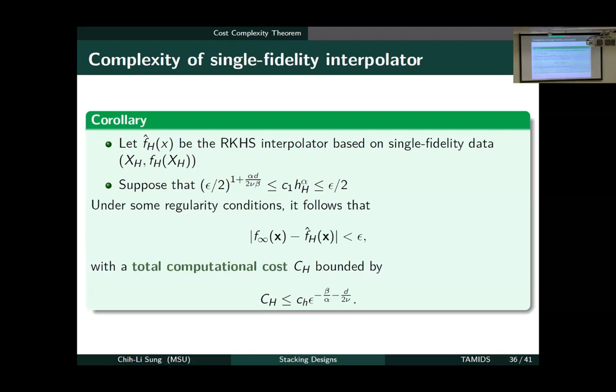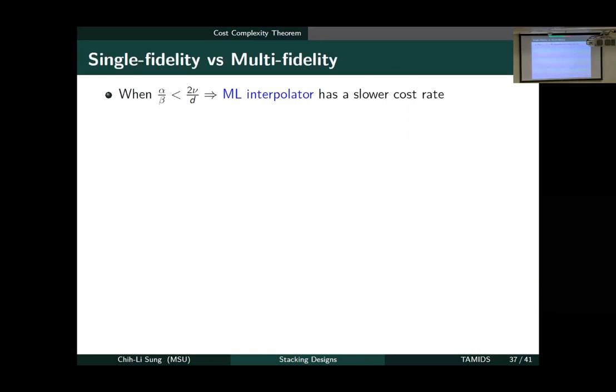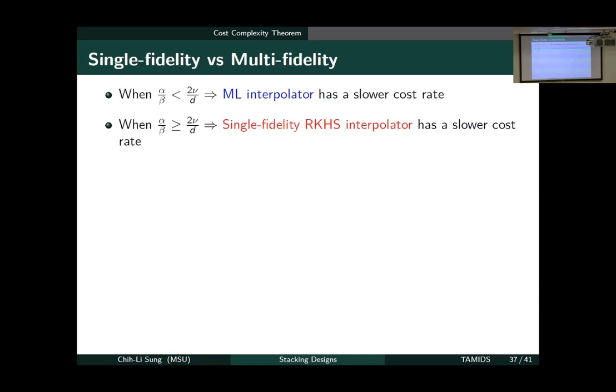All right, so how do we compare these two? Well, we can just compare their error rate, the cost rate. So we found out that when this condition is met, this multi-level interpolator has a lower cost rate. So that means in this condition, multi-fidelity is actually better. You require less computation cost than single fidelity simulation. But in this case, single fidelity is actually better. You should just spend all of your budget on single fidelity. So let me just use two extreme cases, and you will see why this is true.